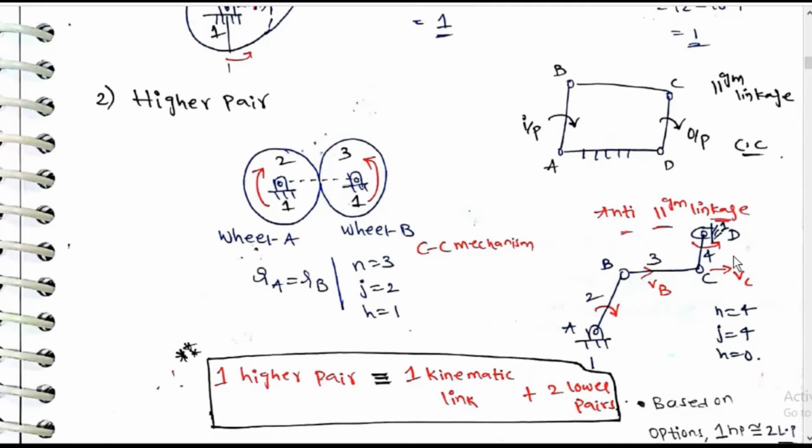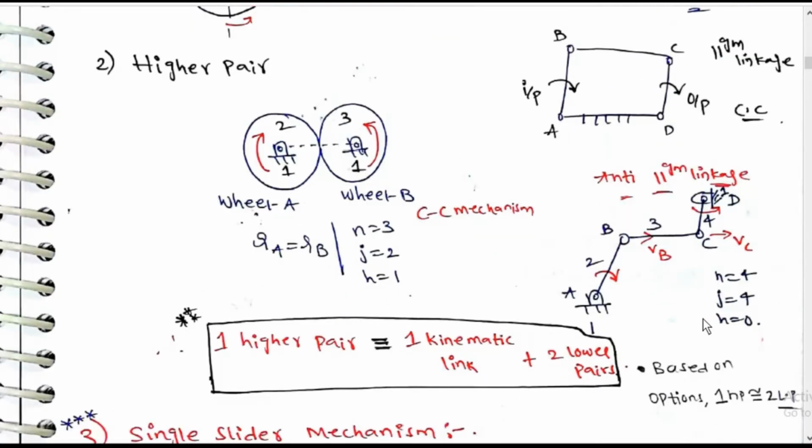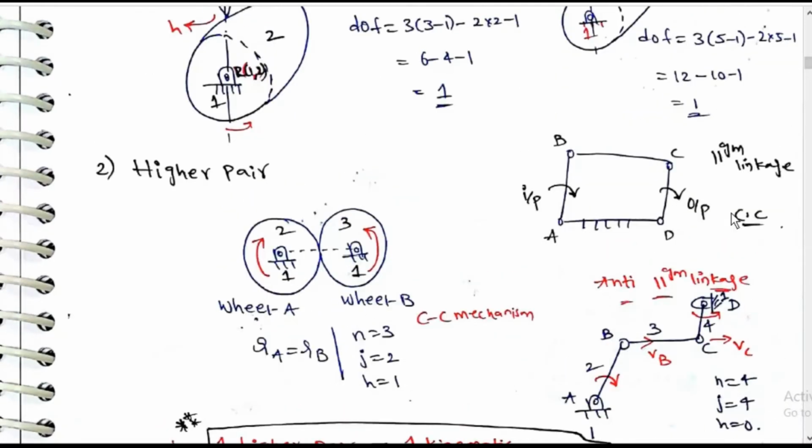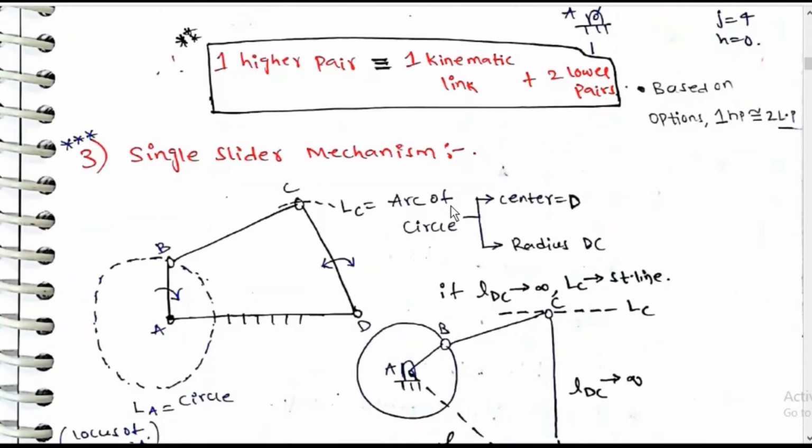Anti-parallelogram linkage is like this. One higher pair is equal to 1 kinematic link plus 2 lower pairs. 1 kinematic link and 2 lower pairs like this and this. Based on options, 1 higher pair is almost equivalent to 2 lower pairs.